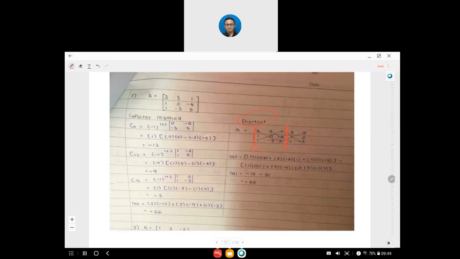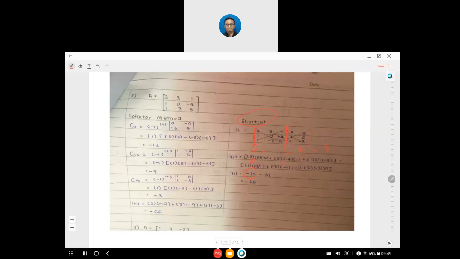Okay. So you can get negative 12. And then 1, 1, negative 3. So this one you can get negative 3. 0 plus negative 12 plus by negative 3. So you can get negative 15. And then another one. 1 times 0 times 1 equal to 0. Negative 3 times by negative 4 times by 3. You can get 3 times by negative 3 times by negative 4.